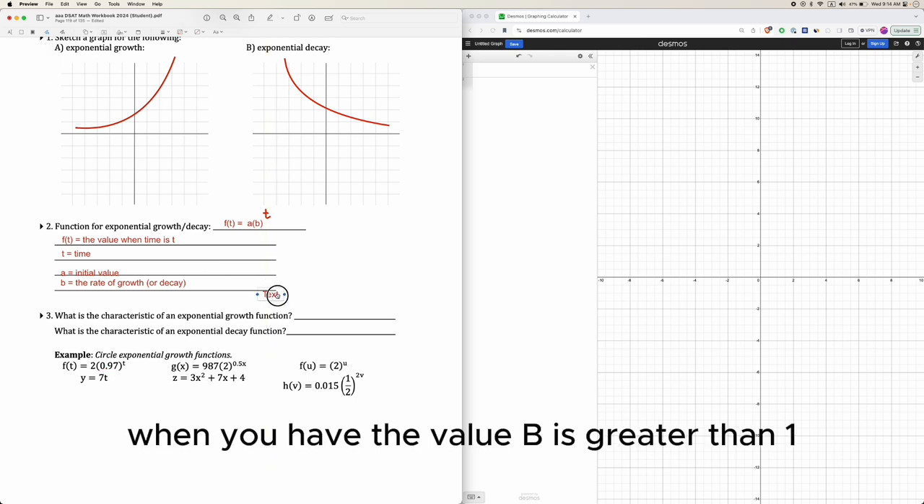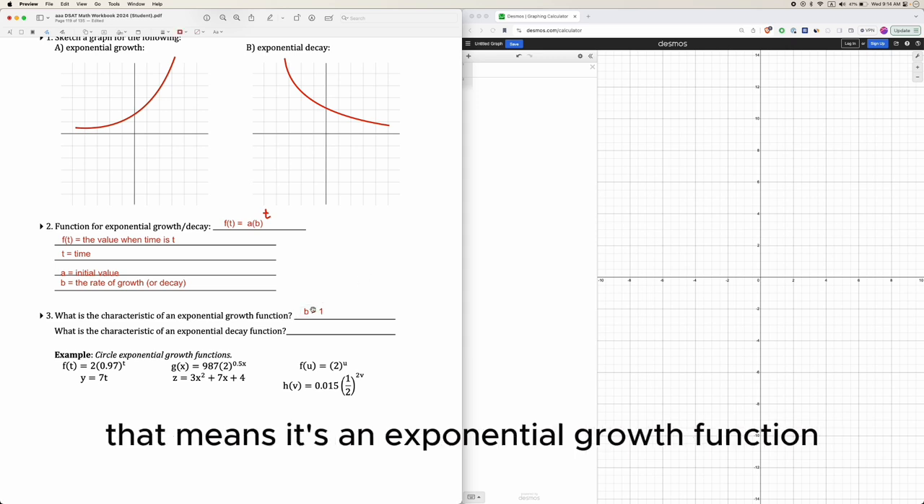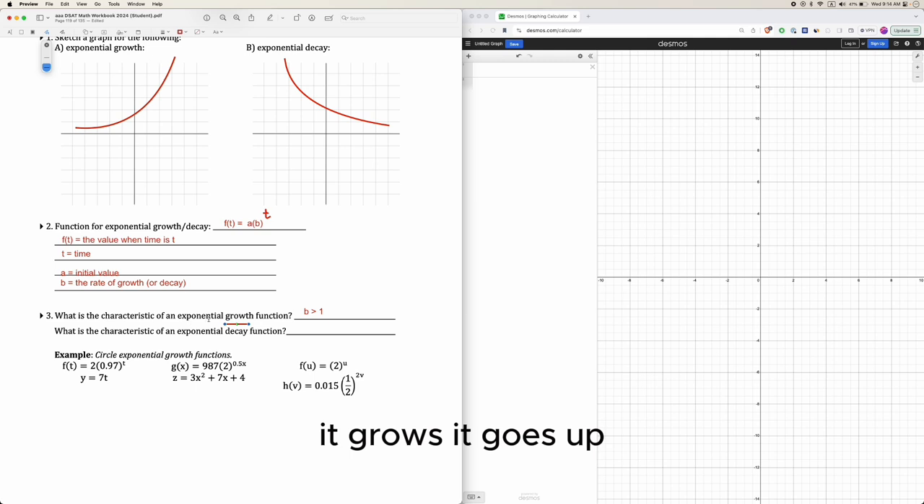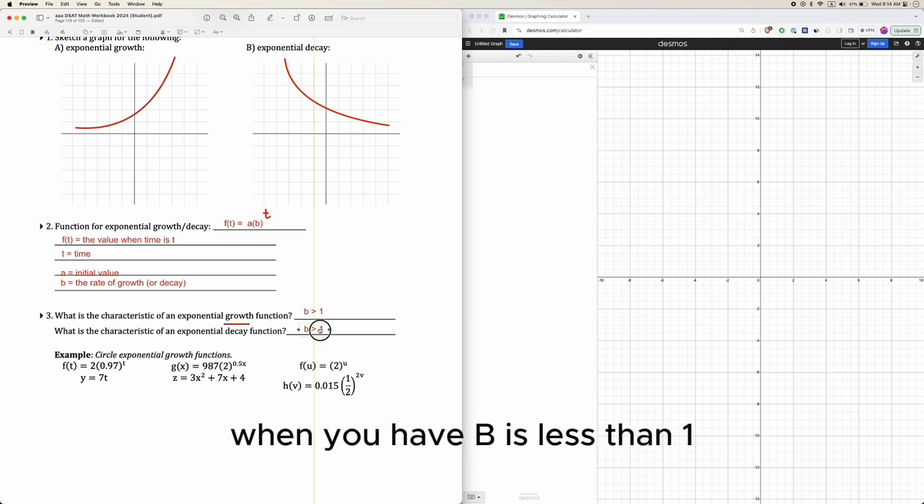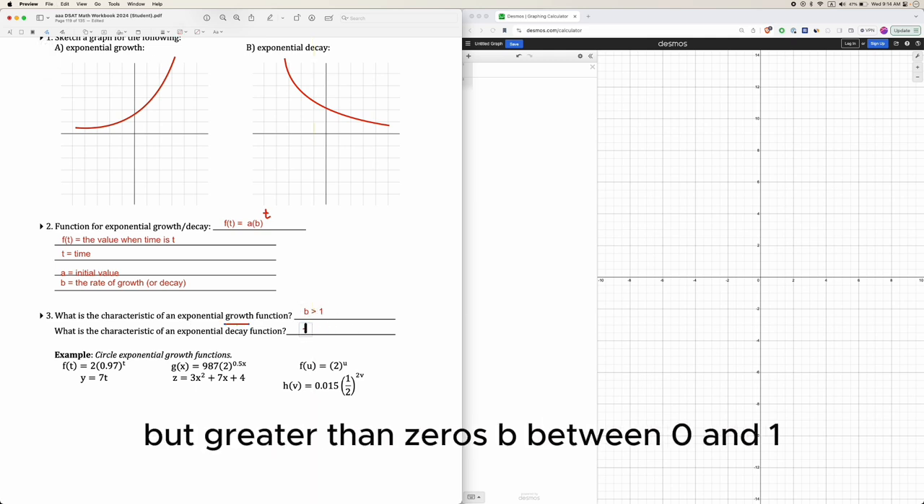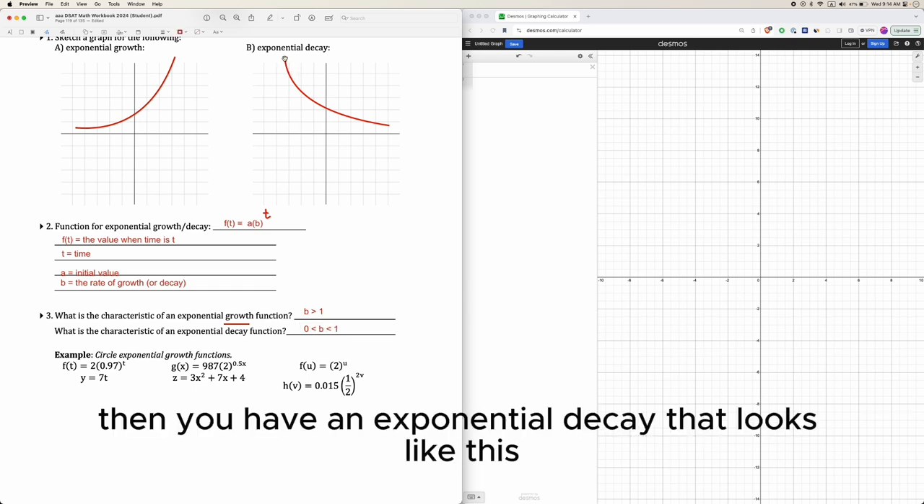When you have the value b greater than 1, that means it's an exponential growth function. It grows, it goes up. When you have b less than 1 but greater than 0, b between 0 and 1, then you have an exponential decay that looks like this, going down.